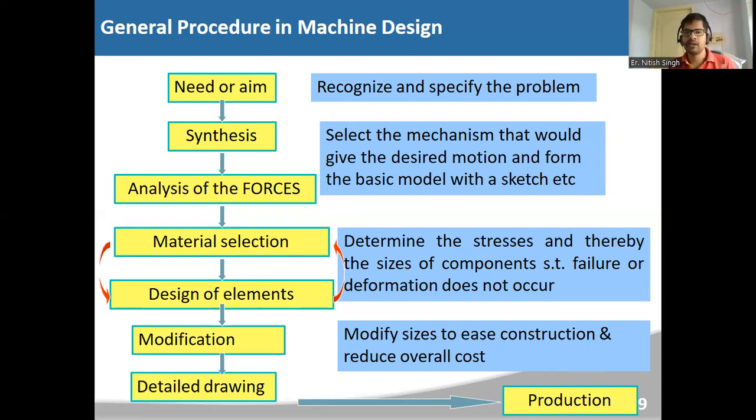After that comes material selection, which materials to use in the proper way, and according to that we define the design elements, which part is plastic and which is metal, whether a motor is required, and so on. After modification according to the requirements, when all the work is proper, we go to the detailed drawing, and after that the drawings are released to the production unit.